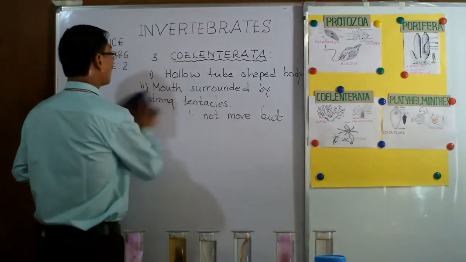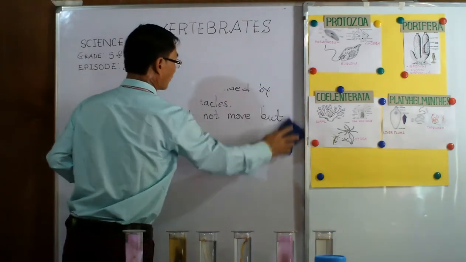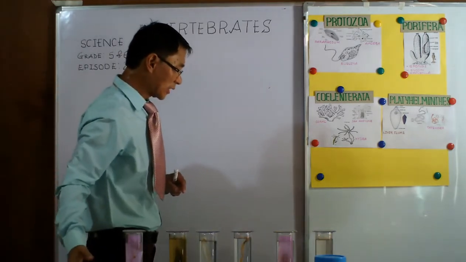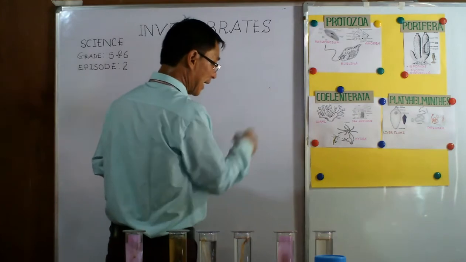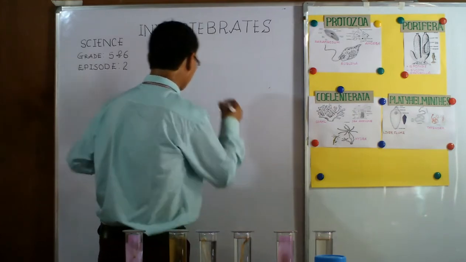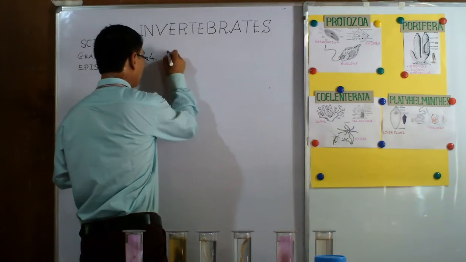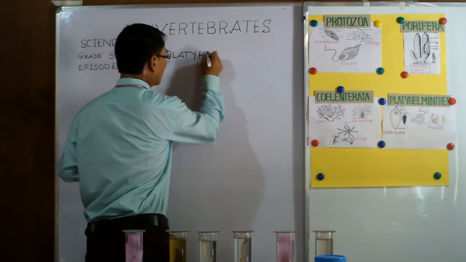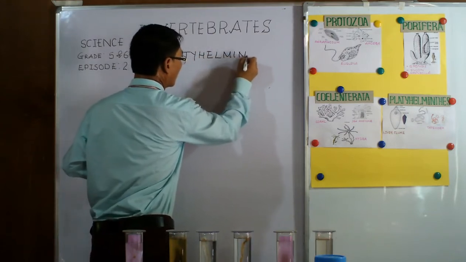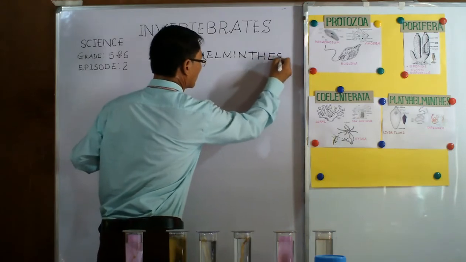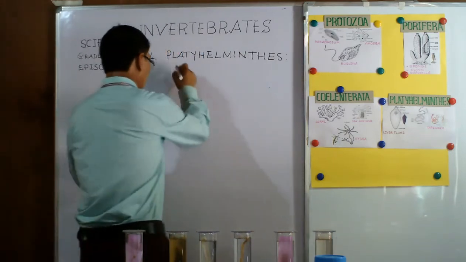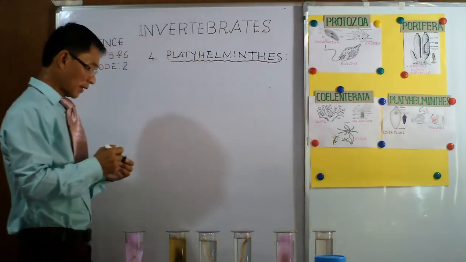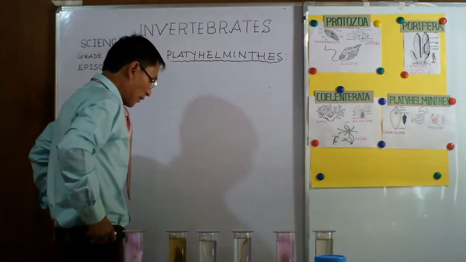So after Cylindrica, let's go and find out more about the next one. Next one is Platyhelminthes. Number 4 is Platyhelminthes. It's very long and it is pronounced as Platyhelminthes. Okay, so let's talk about Platyhelminthes.